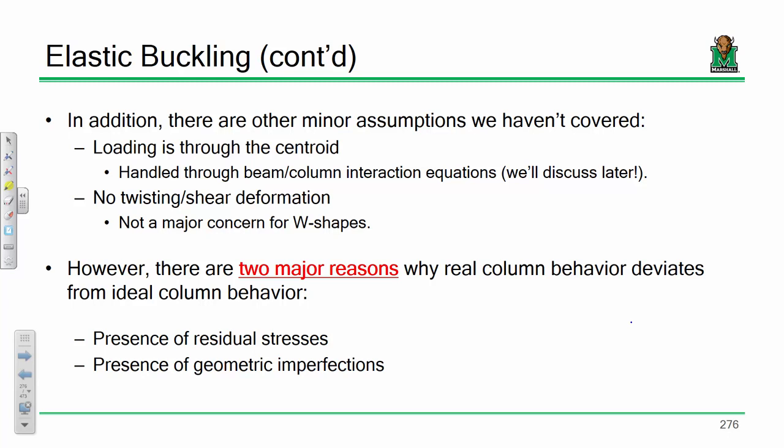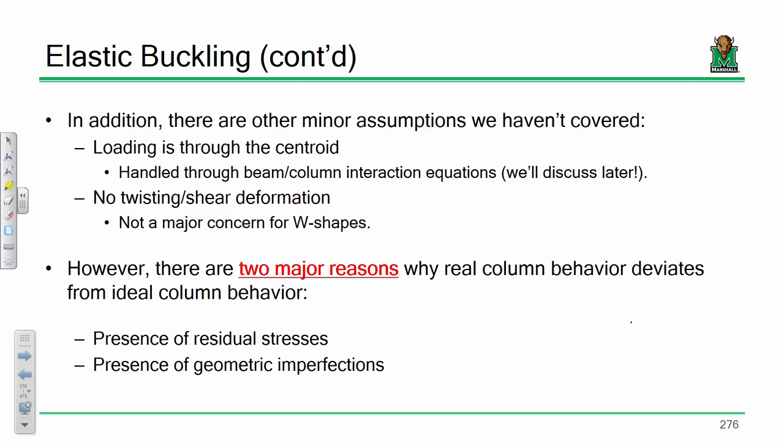And there are two major reasons. Two major reasons. Nudge, nudge, wink, wink. I don't know how much clearer I can make it. Why real column behavior deviates from ideal column behavior. Exam. What? I didn't say anything. And that is the presence of geometric imperfections and the presence of residual stresses.